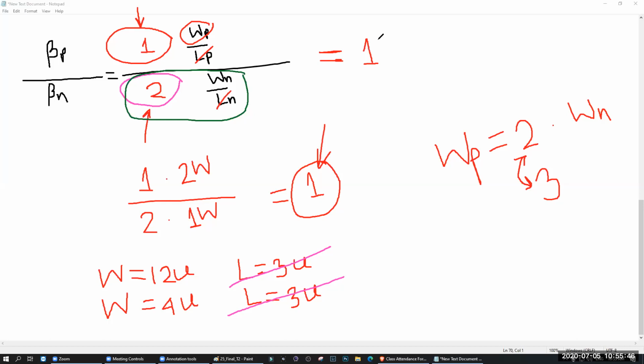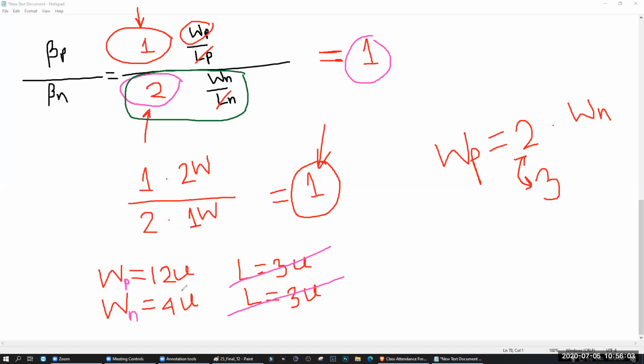Obviously, you can change these and you can change the whole ratio. But normally we do not do that. We keep the L the same. So W is 12. And? Sir, okay, sir. Okay. Your WP is 12 and your WN was 4. Make sense?